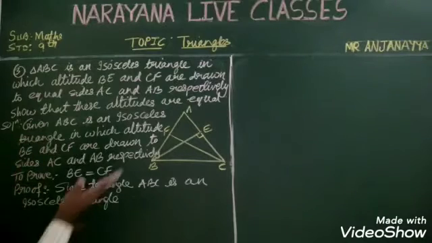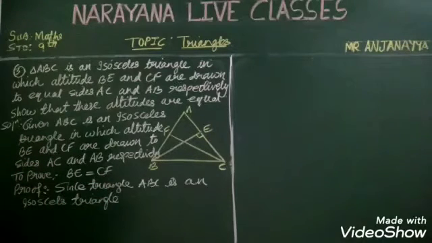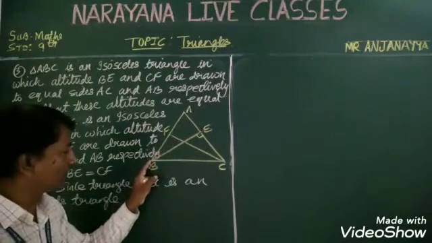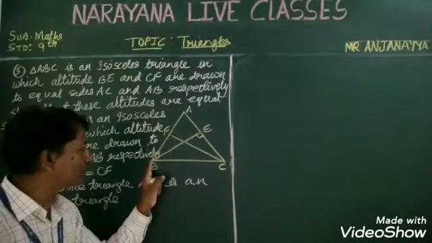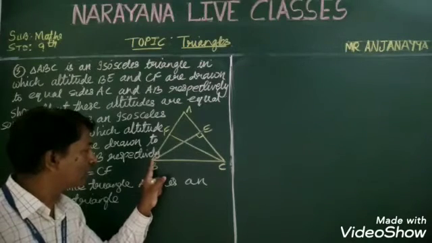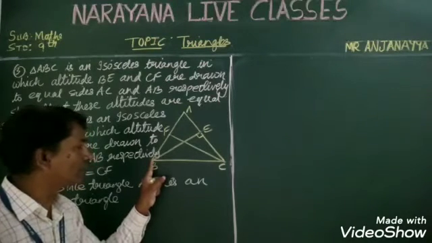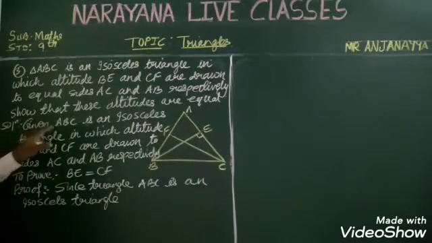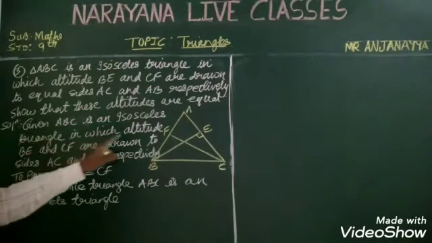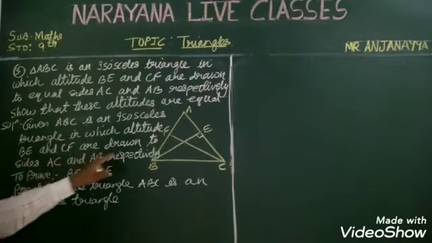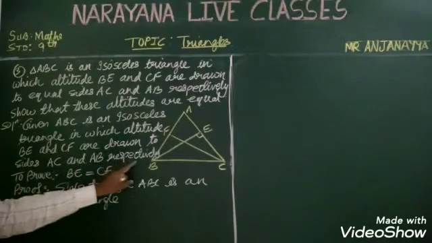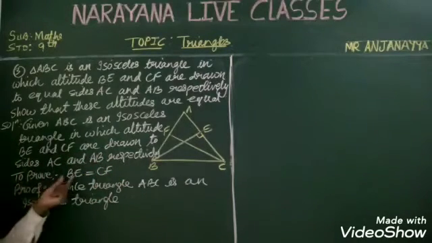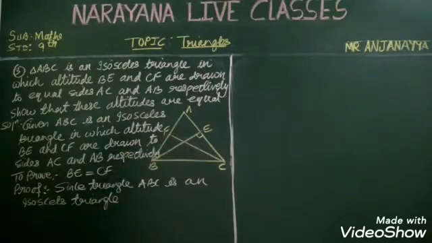An altitude is nothing but a perpendicular drawn from the vertex to its opposite side. So these are altitudes, drawn from the vertex to the opposite side. Altitude is a segment drawn from a vertex of a triangle perpendicular to its opposite side. So given is triangle ABC is an isosceles triangle in which altitudes BE and CF are drawn to sides AC and AB respectively. I have to prove that BE is equal to CF.